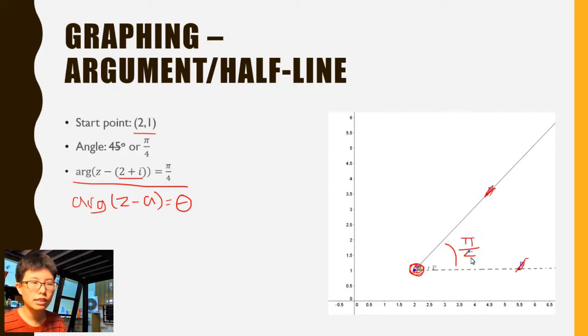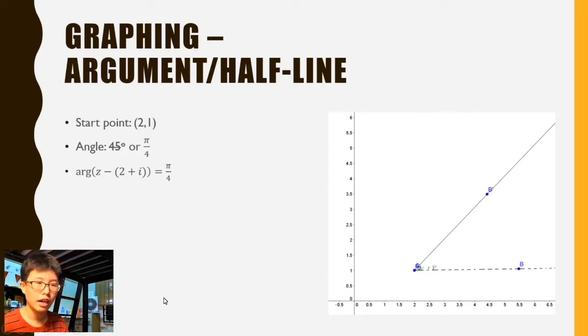The first thing I would do is put this point. The second thing I would do is draw this horizontal line. The third thing I do is use a protractor, write pi over 4 and measure pi over 4, and the last thing I do is just draw this line. Okay, and it's not that hard, is it?